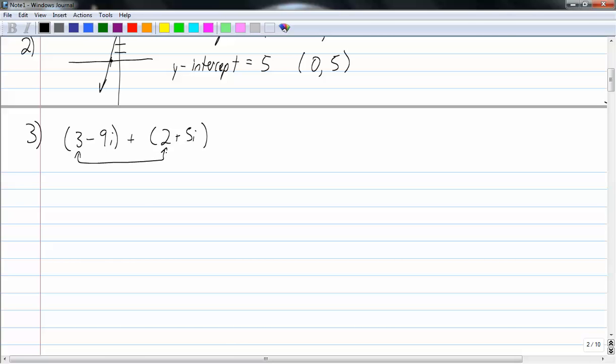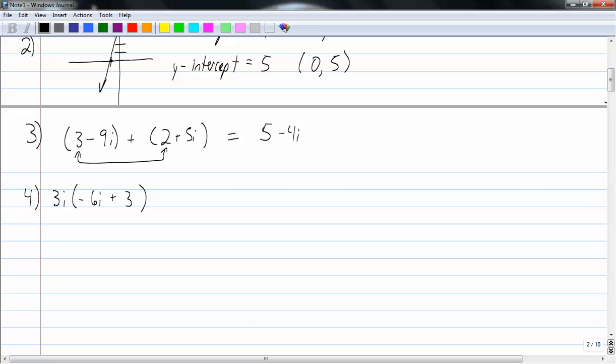So add the 3 and the 2 together and you get 5. And then negative 9i plus 5i, that's going to be negative 4i. Alright, so number 3 is 5 minus 4i. That's in standard form. That's A. Number 4, 3i times negative 6i plus 3.